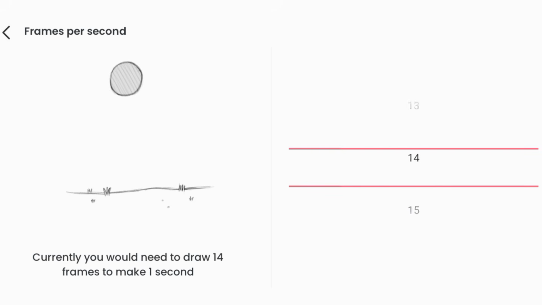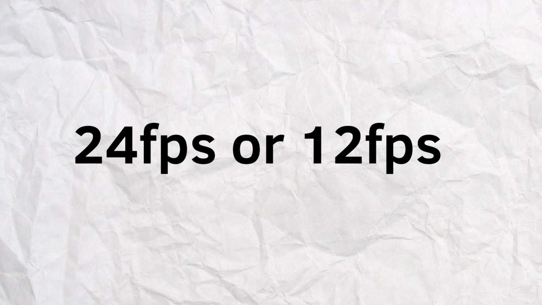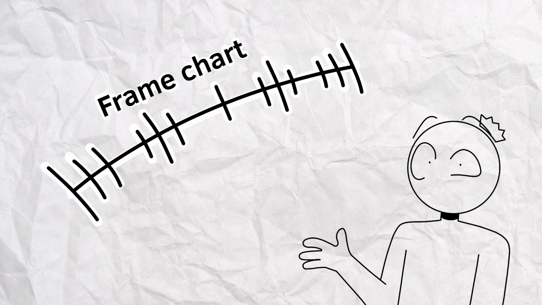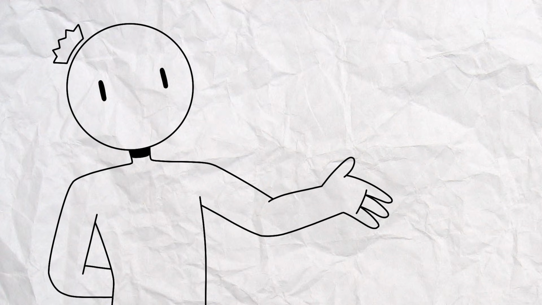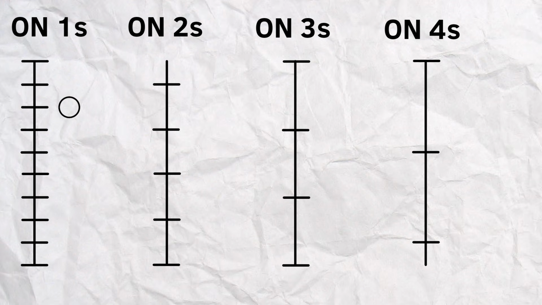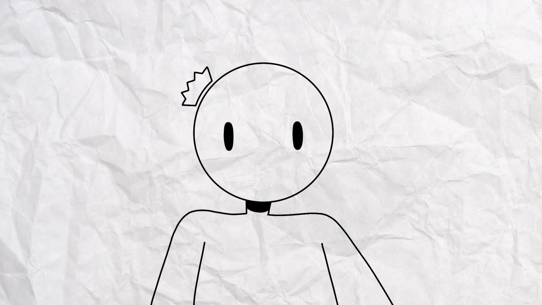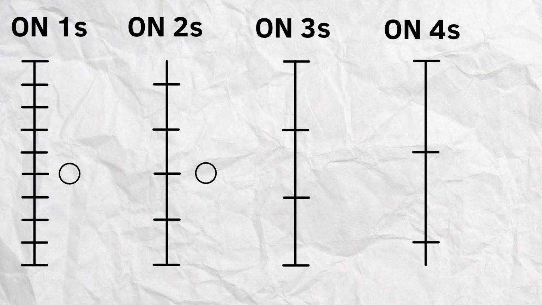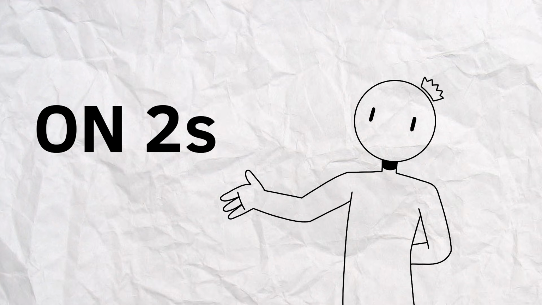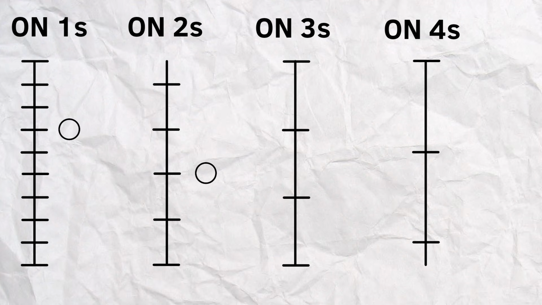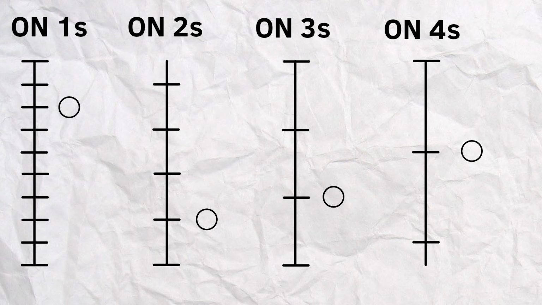Next up, frame counting. This basically means how many frames you use per second, like 24 frames per second or 12 frames per second. You have probably seen that little frame chart animators use, and that's how frames are counted. Animating on ones means drawing all 24 frames in 1 second. It looks very smooth, but it takes a lot of time. Animating on twos means each drawing is held for 2 frames, and this is what most animators use. You can also animate on 3s, 4s, and so on, but the higher you go, the choppier it looks.